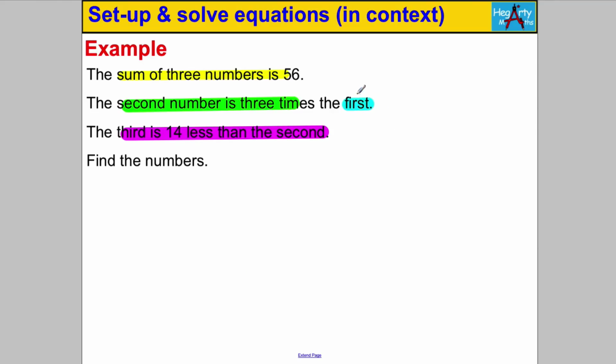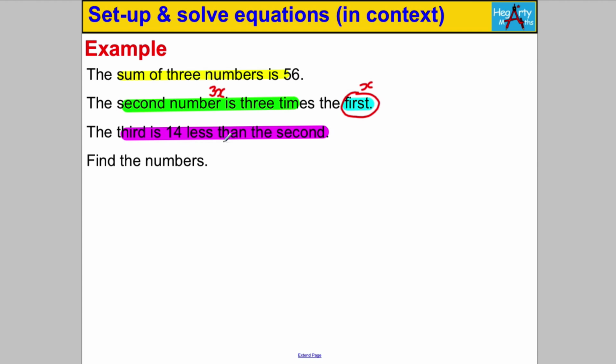Let's name the first number. Why not always start with the first number? Let's give it a name. Let's call it x. The second number is 3 times the first. So the second number is like the first number but 3 times it. So the expression for that is 3x.